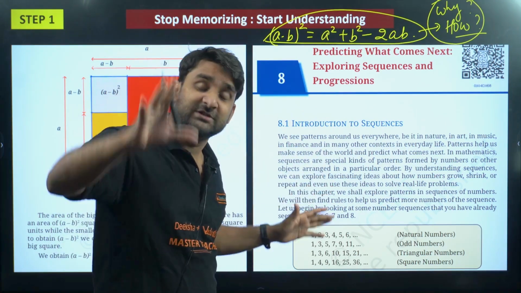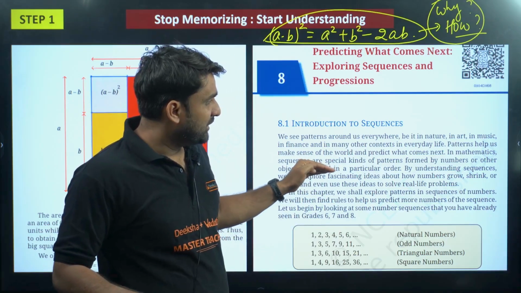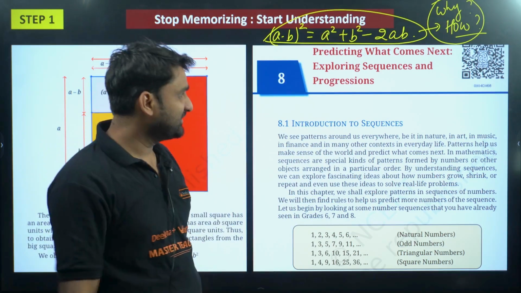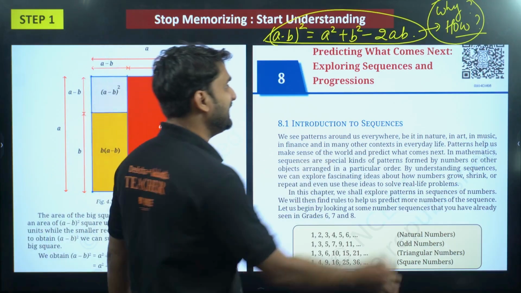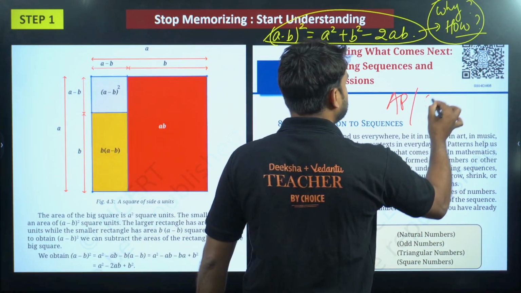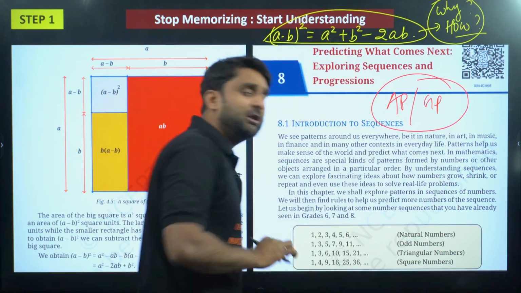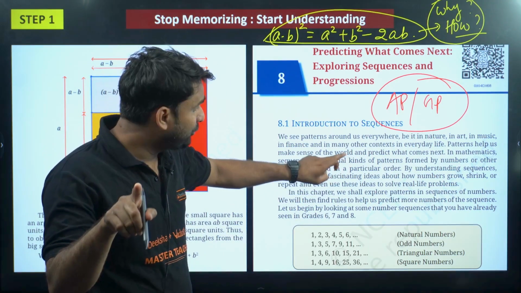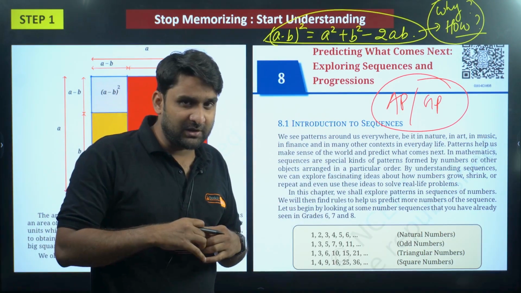This is the very new chapter that has been added in your Ganit mathematics textbook. That is Ganita Manjari. So this is basically AP and GP. You will be studying here arithmetic progression and geometric progression. Now, as I have told you, this chapter is very new for the class 9 student.